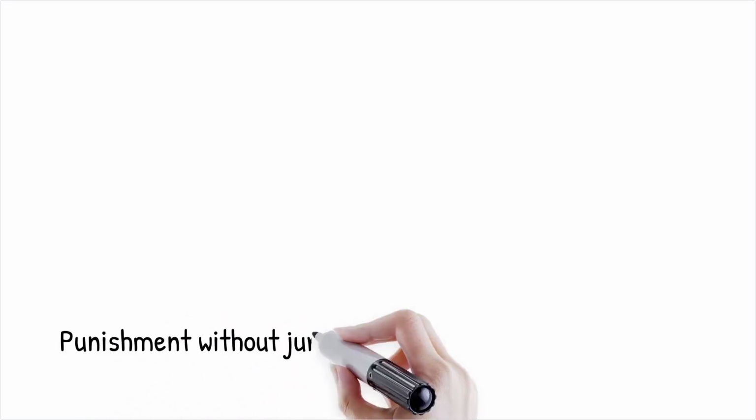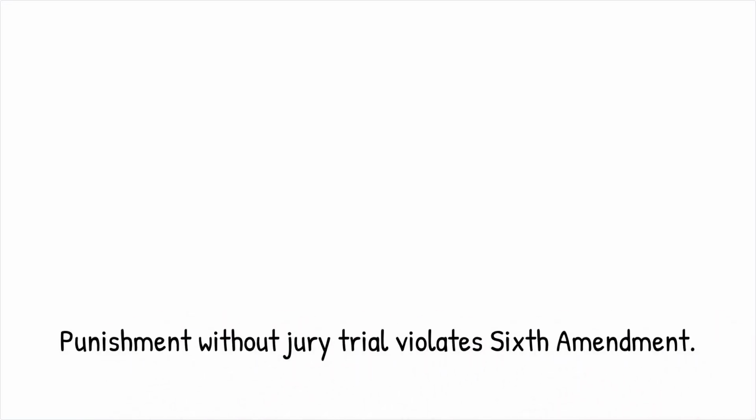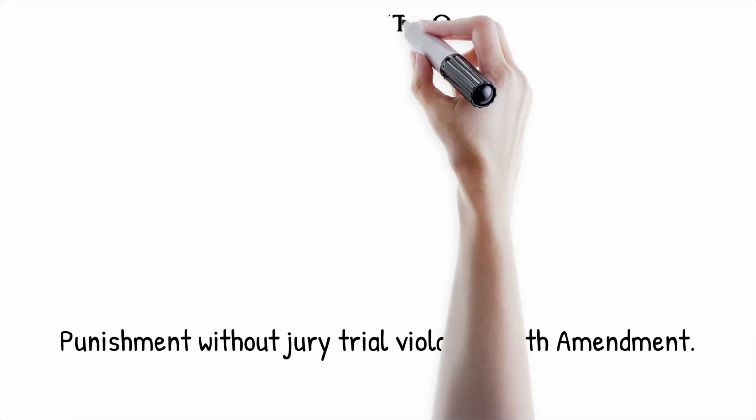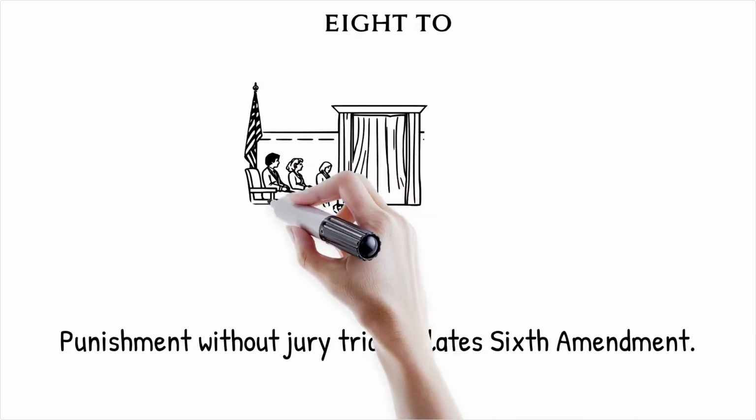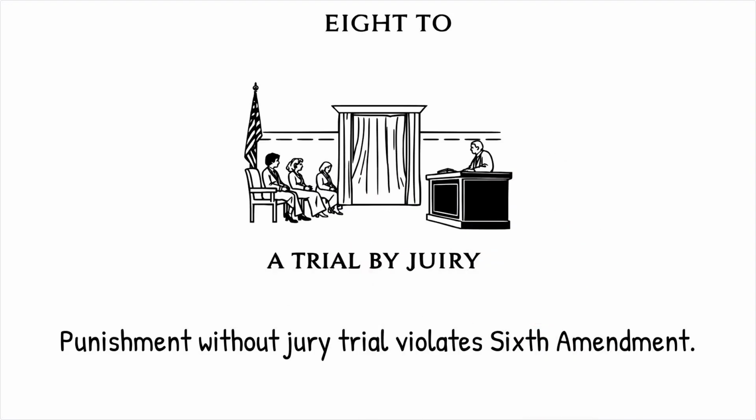Sixth Amendment: the court also found that such punishment without a jury trial violated the Sixth Amendment, which guarantees a trial by jury in criminal prosecutions. The administrative process under the Geary Act was insufficient for imposing punitive measures.